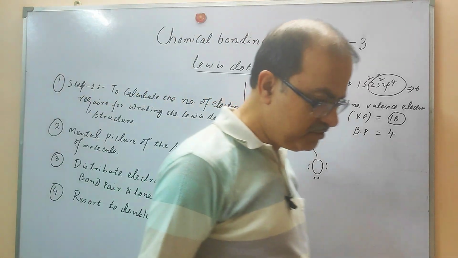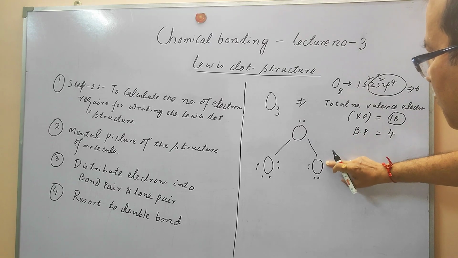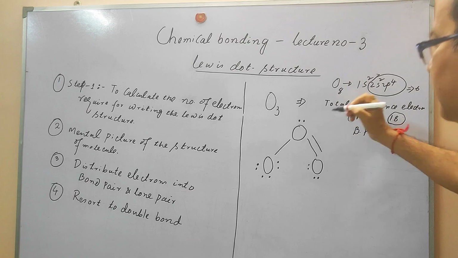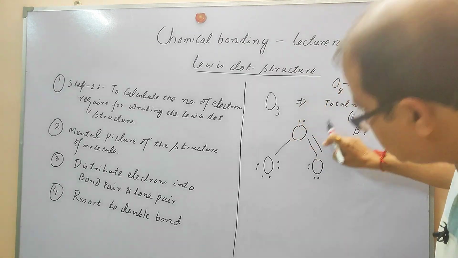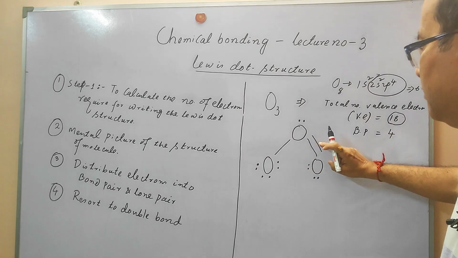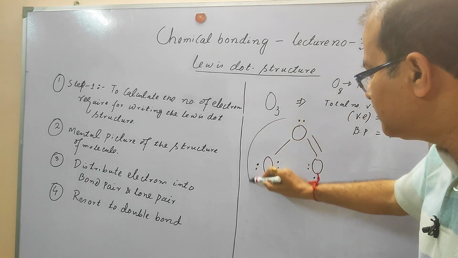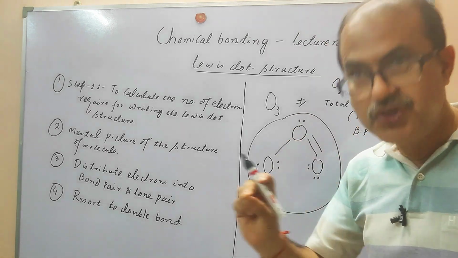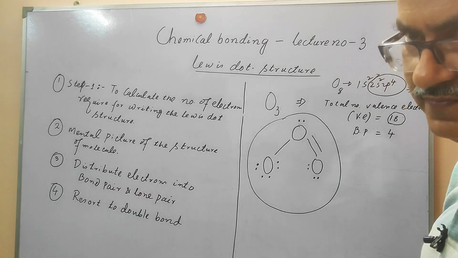Resort to double bond means we have to use one of the pairs, then we use this pair here, and now you see the octet of this oxygen atom is also fulfilled. 2, 2, 6, or 8. So now we can say this is the Lewis dot structure of the O3 molecule.